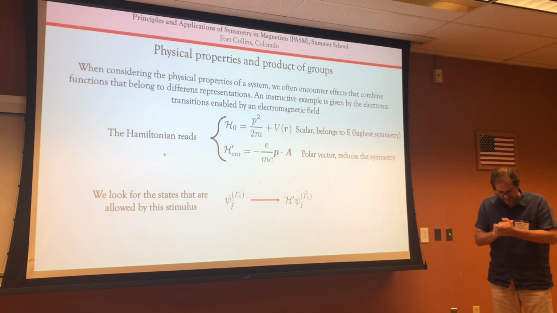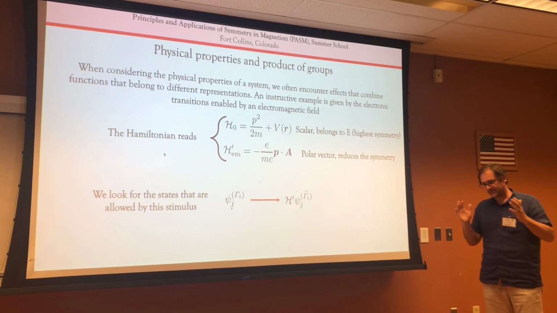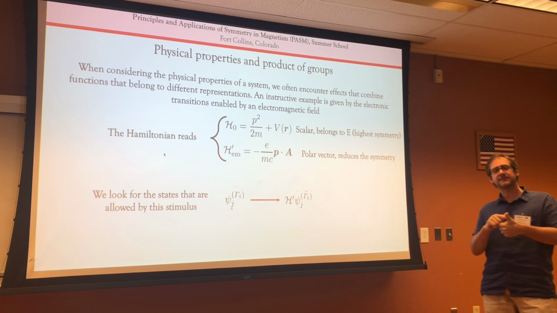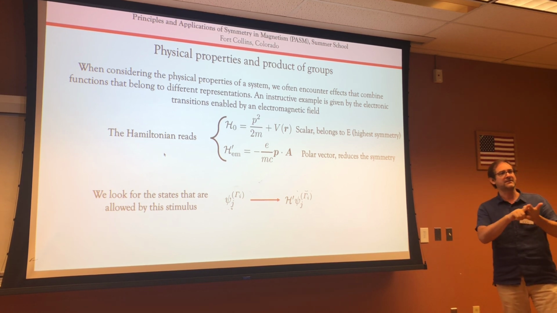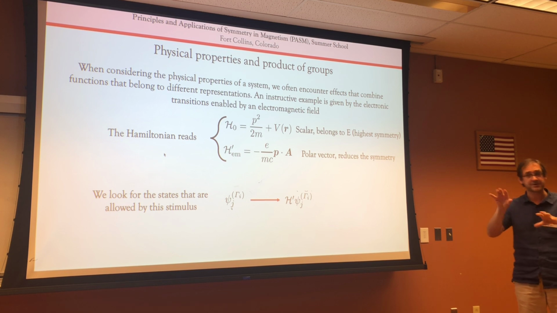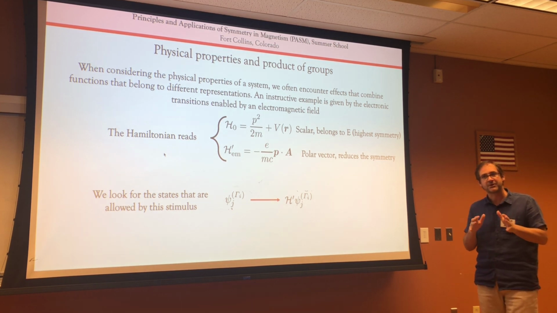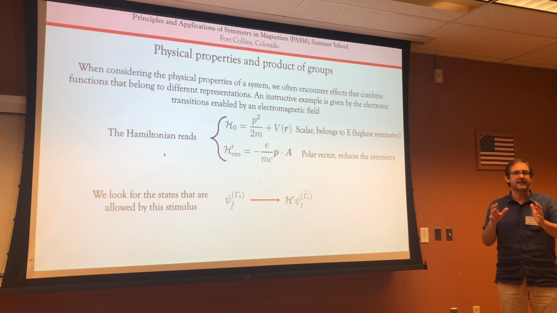We stopped at a point where we basically know how to write a character table. We kind of know how to get the invariant functions, some basic invariant functions. And the question now is, okay, how can I use this knowledge to derive physical properties? And this is what we're going to do today on a couple of examples.